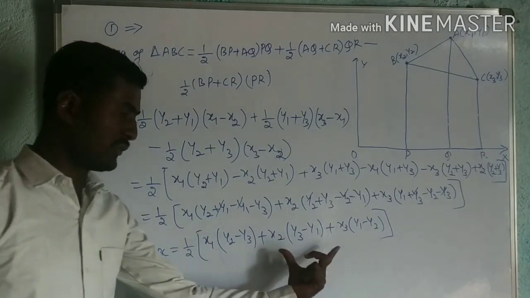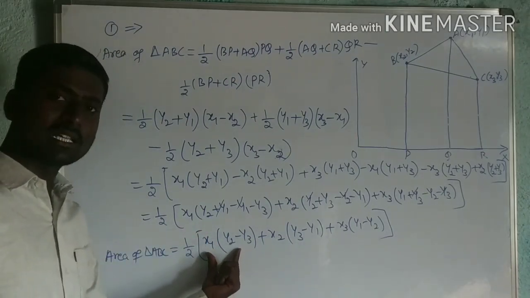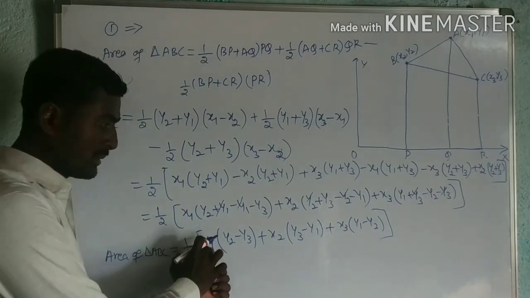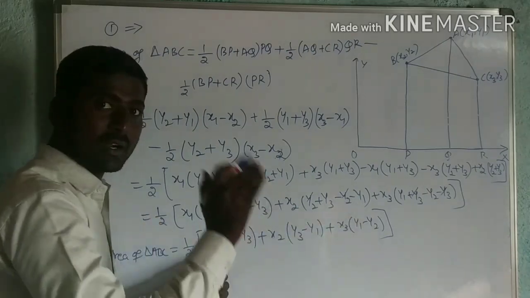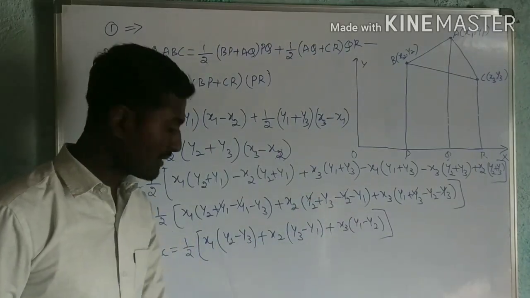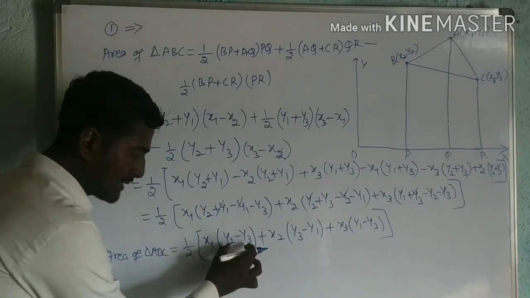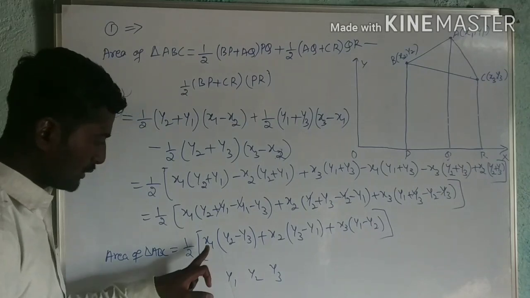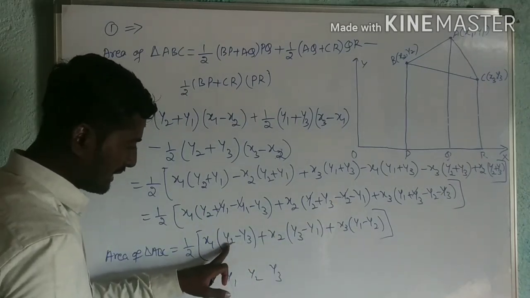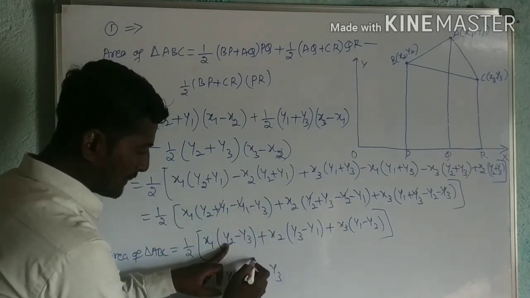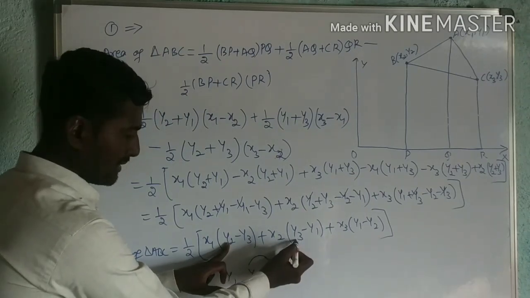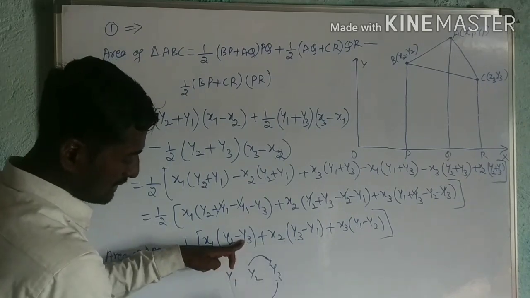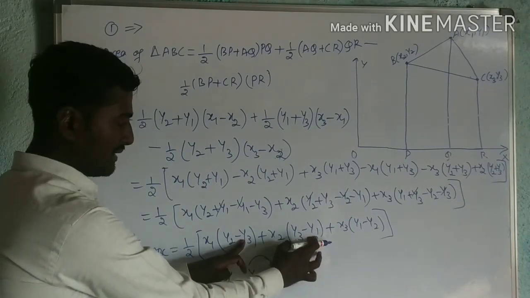To remember this formula, if you remember the first term, then it's enough to write this. Here, first x1 term, then x2, then x3, in order x1, x2, x3. Then for the y terms, y1, y2, y3. So x1, x2, x3 written. Then after y2, y3 is there, I should write y3. Now after y3, the term is y1. So y1. Second term written.